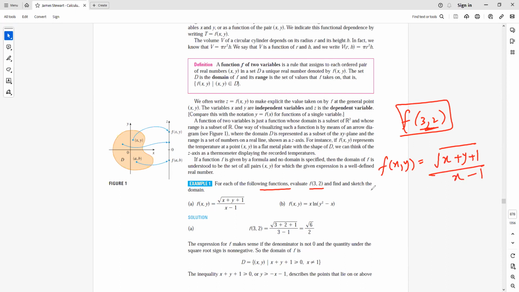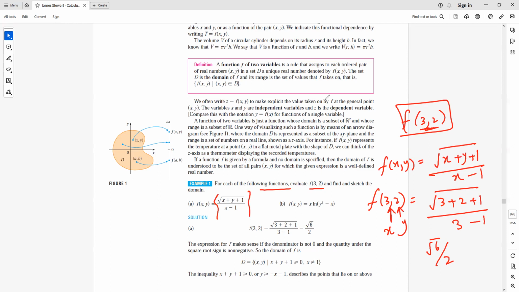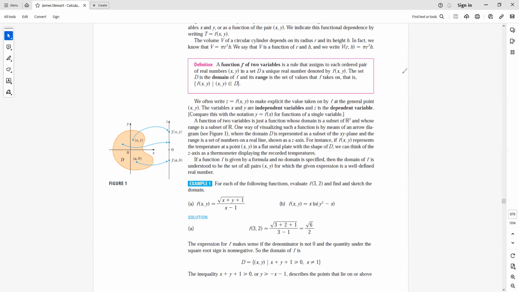Now if I want to find the value of f at (3, 2), I can write it as 3 plus 2 plus 1, where 3 is for x and 2 is for y, divided by 3 minus 1. So I will get square root of 6 over 2, right? And if I am looking for the domain of this function, that is f equals square root of x plus y plus 1 over x minus y.